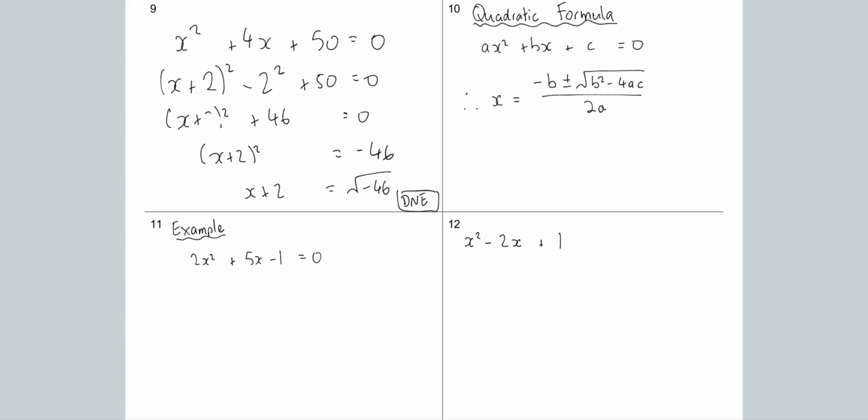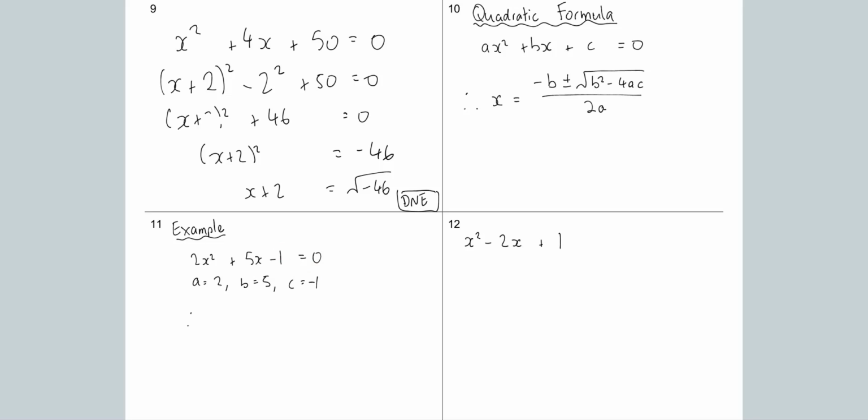My preference, you can do it in your head, but it doesn't hurt to actually write it down, is to start off by writing down the values of a, b, and c. Note that c is equal to -1 because the general form of the equation is plus c. So if I've got a subtraction 1 at the end, it means that c must be -1. So do keep that in mind when you're doing these problems.